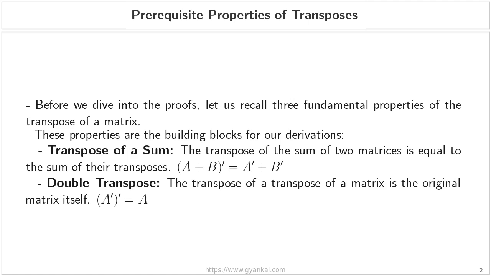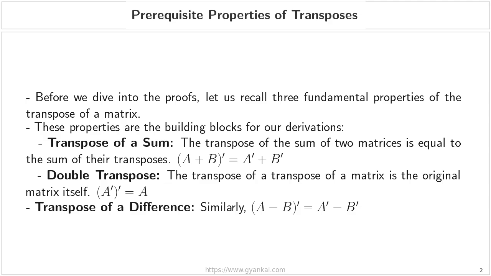This is a very straightforward rule. The transpose of a transpose of a matrix brings us back to the original matrix itself. Simply put, the transpose of A transpose is equal to A. Finally, we have the transpose of a difference. This follows a similar logic to the sum property, where the transpose of A minus B is equal to the transpose of A minus the transpose of B. Once you are comfortable with these three rules, we can move forward to prove our first theorem.